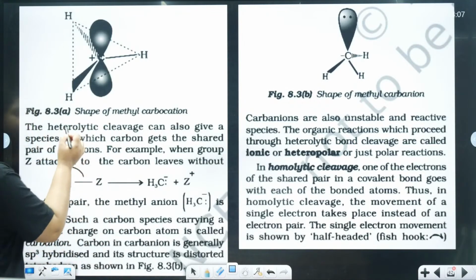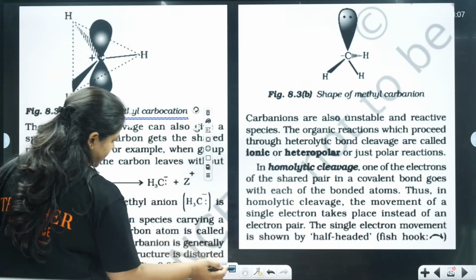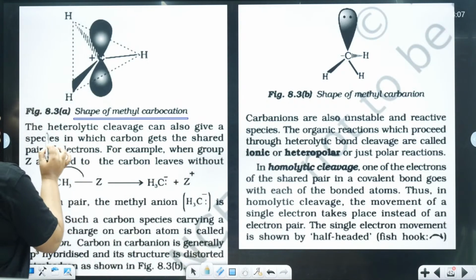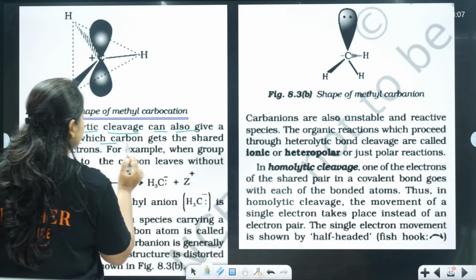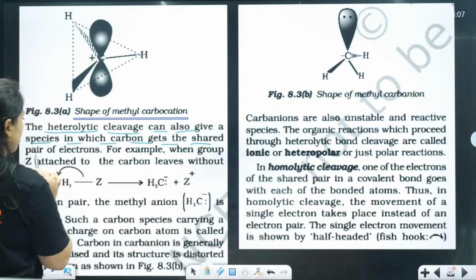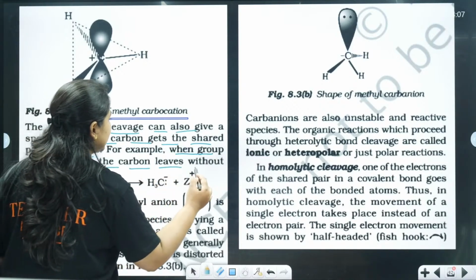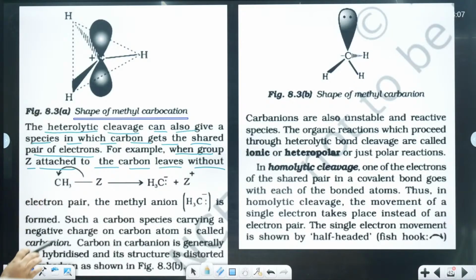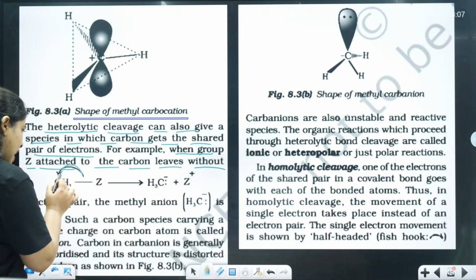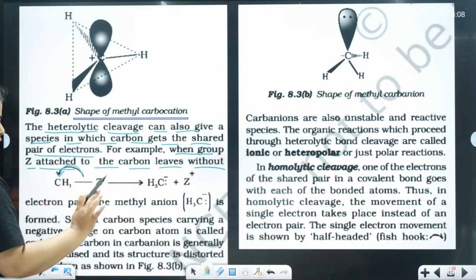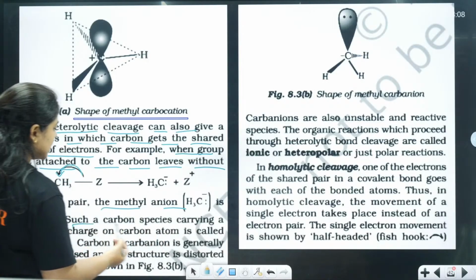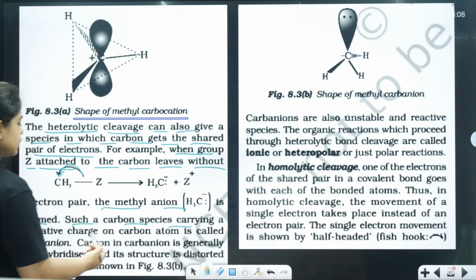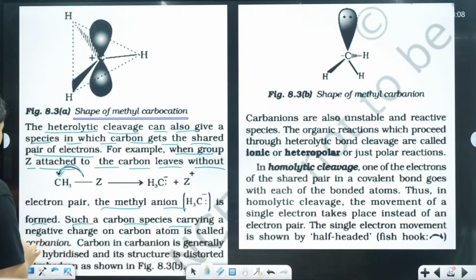Here, the shape of the methyl carbocation is shown. Heterolytic cleavage can also give a species in which carbon gets the shared pair of electrons. For example, when the group Z attached to the carbon leaves without the electron pair, it is transferred without the electron pair. Then the methyl anion is formed; such a carbon species carrying a negative charge on the carbon atom is called a carbanion.